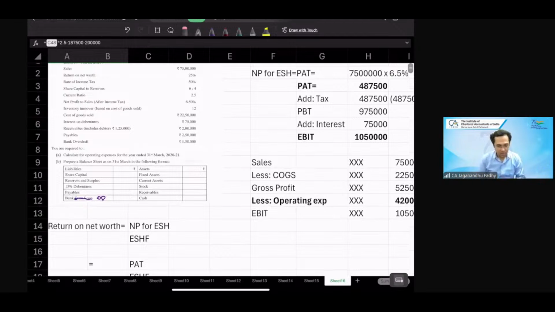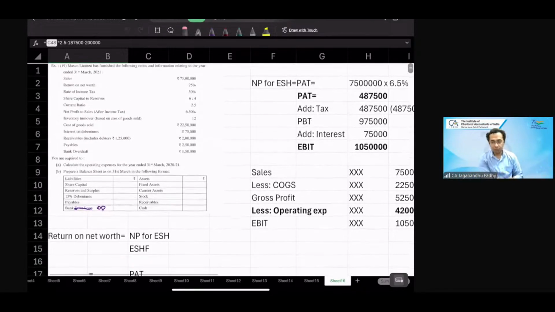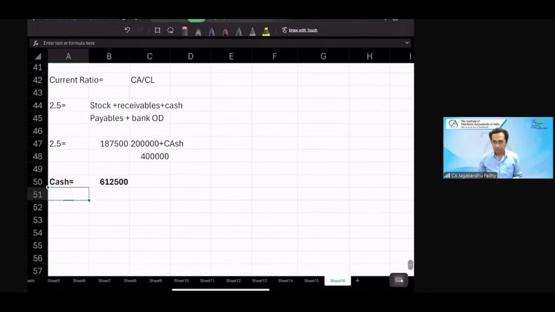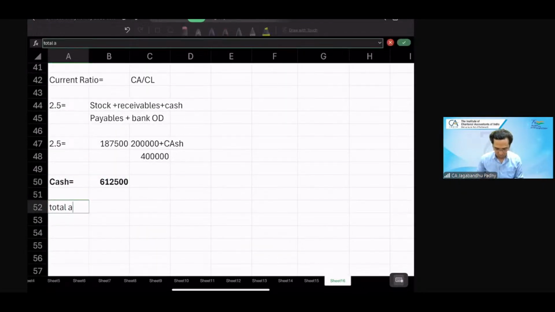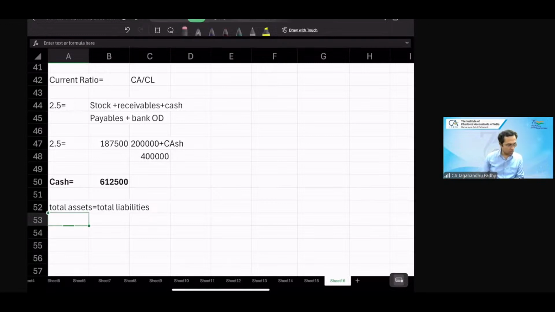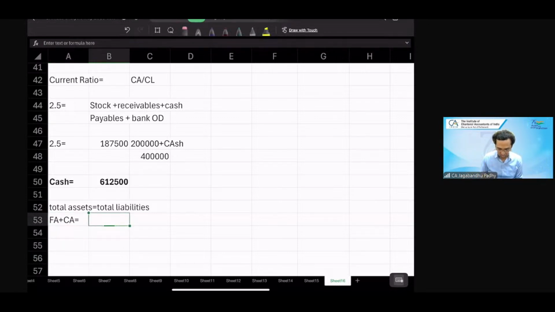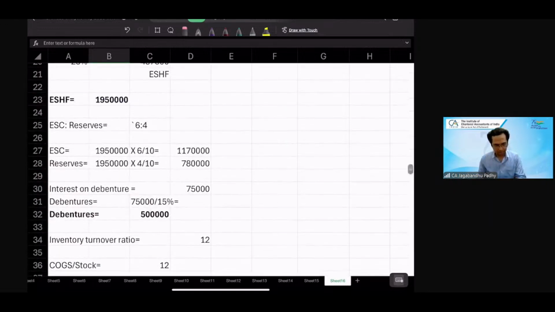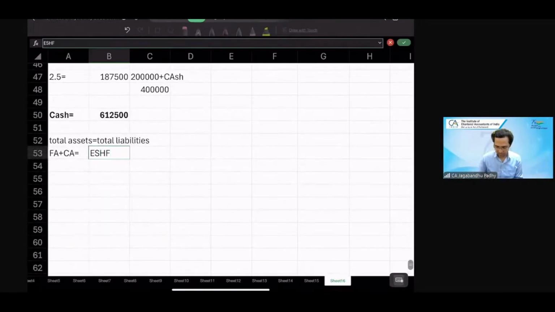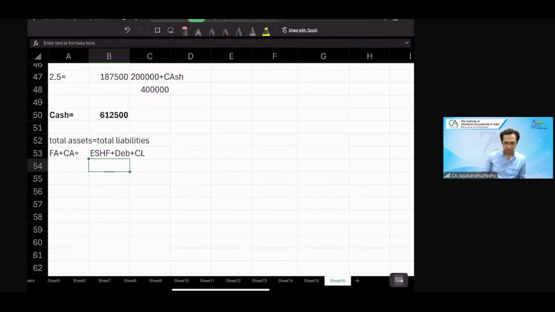Now fixed asset is left. How do we get the fixed asset now? Total assets should be equal to total liabilities, right? Total assets will be equal to fixed asset plus current asset. That will be equal to total liabilities, which comprise equity shareholders' funds plus debentures plus current liabilities.